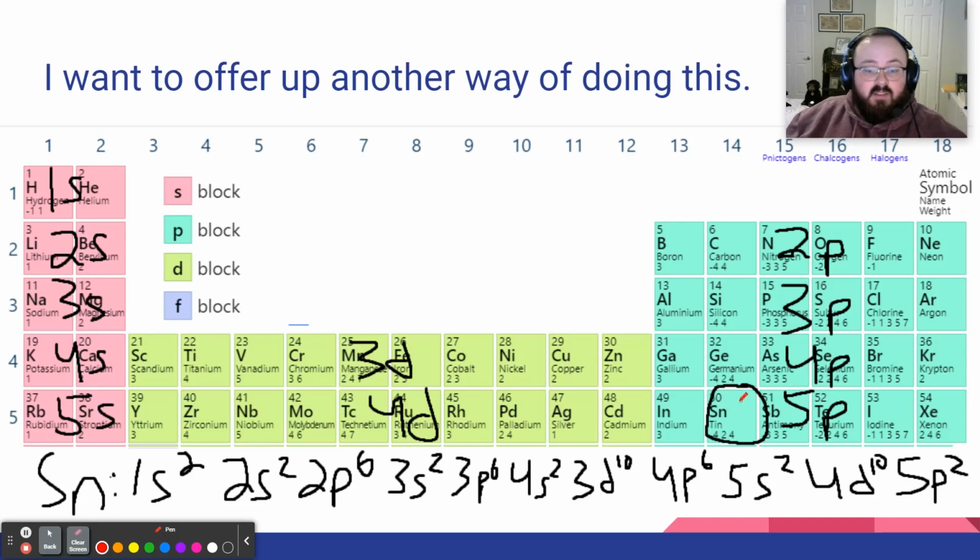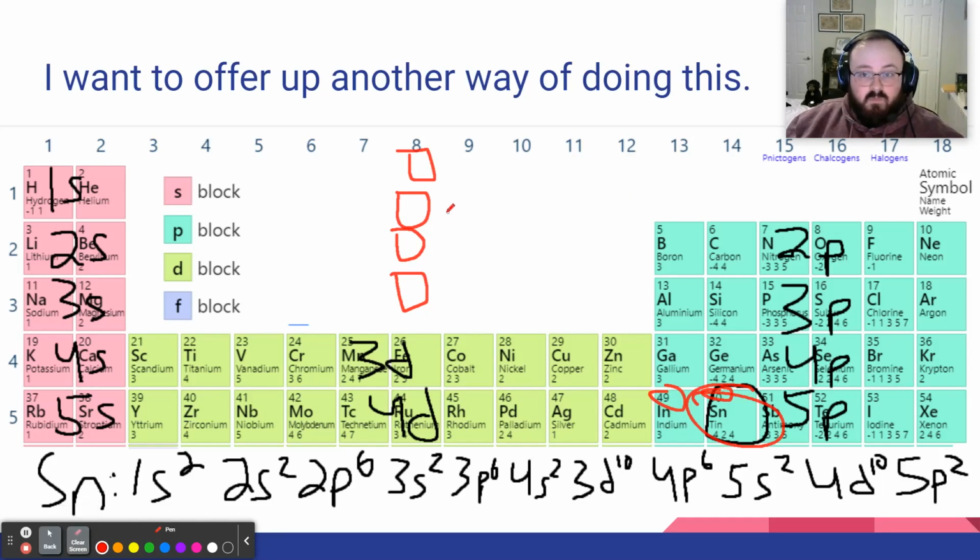Alright, so I've done tin. I've circled tin over here. There are 50 electrons in tin. Its atomic number is 50. Can't tell by the picture, but it's 50, I promise, because 49 is over here. So tin has 50 electrons. Now, instead of doing all these boxes, filling them up, counting out 50, here's what we can do.